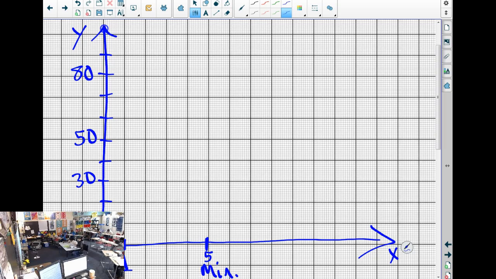Is there a way that we could, without the graph, compute the time it's going to take?